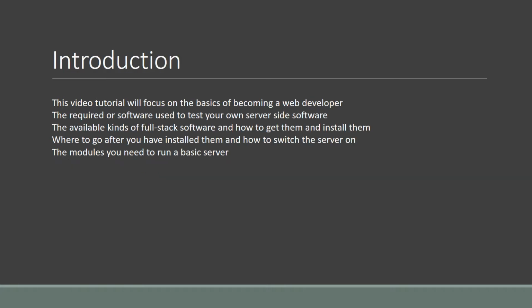So firstly, the introduction. This video tutorial will focus on the basics of becoming a web developer. As we all know, when you want to develop websites or online applications, you need a few things, like a local server where you test your software and see if it works properly. And I'll also talk about the available full stack softwares that we have on the market right now. But I'll be looking into the free ones, or should I say open source. And the things that you have to do after you've installed these softwares and how to switch them on and off, and the basic modules you need to run so that you have your PHP or whatever server-side language running on your local machine.